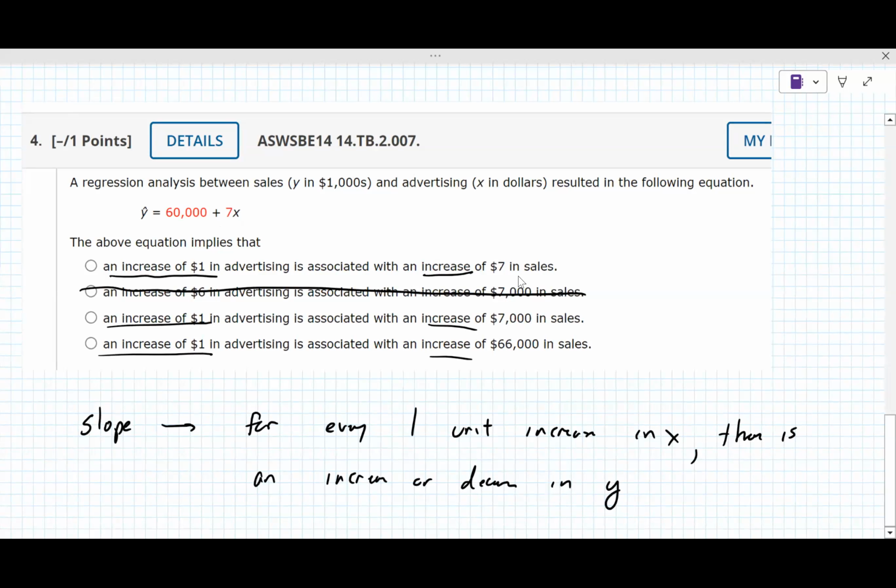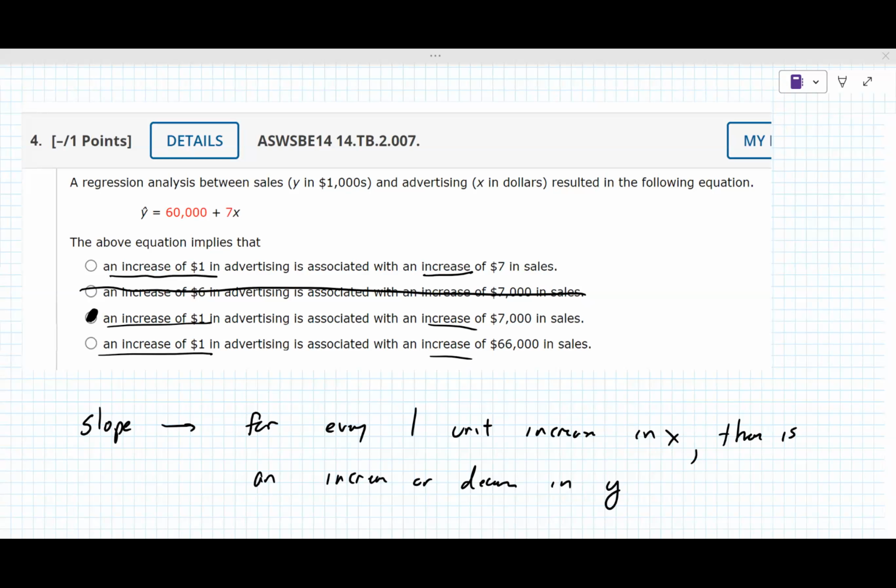Now, is it $7 in sales? Well, that's the slope. Or is it $7,000 in sales? Remember, Y is in thousands, so 7 really means 7,000. But your takeaway should be that you have to remember this recipe for how to write it: for every 1 unit increase in X, there is an increase or decrease in Y. You will see a question like that for sure on your sample test. And of course, we see another one here in question 5.